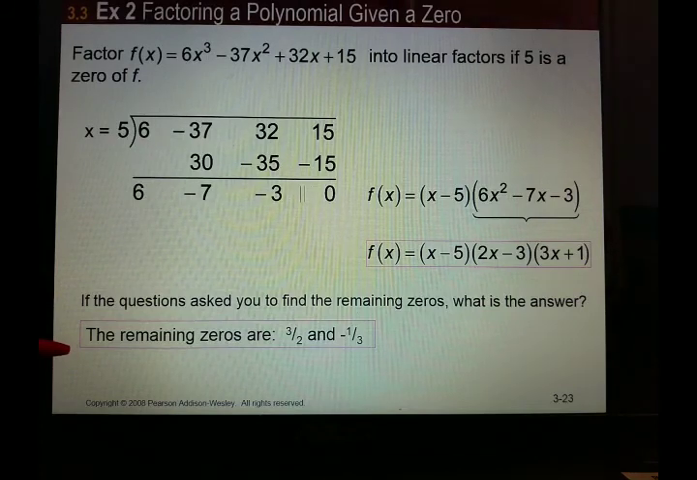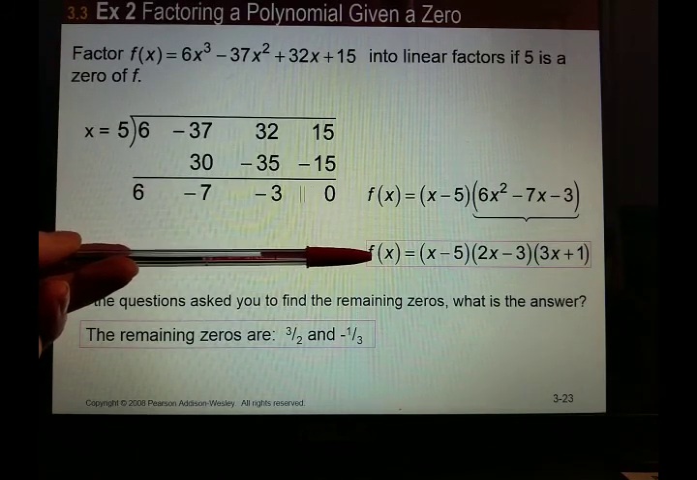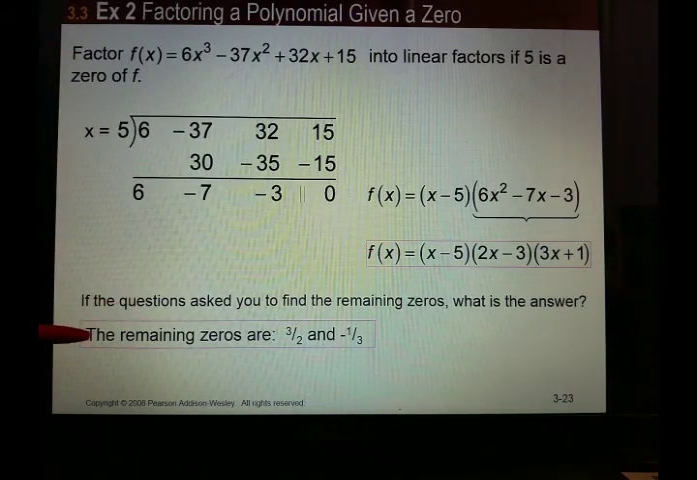But it didn't say find all, it had said just find the remaining. Now this question actually had asked you just to factor it, so you would stop here. If it said to find the remaining zeros, this would be your answer, and if it was all the zeros, you would include 5.